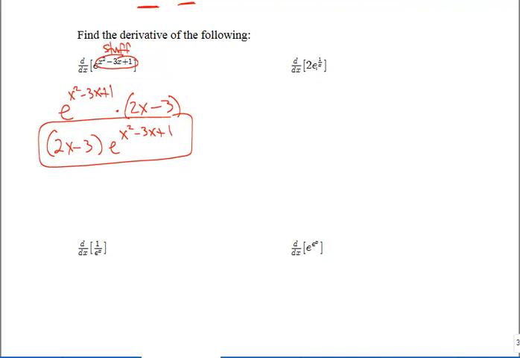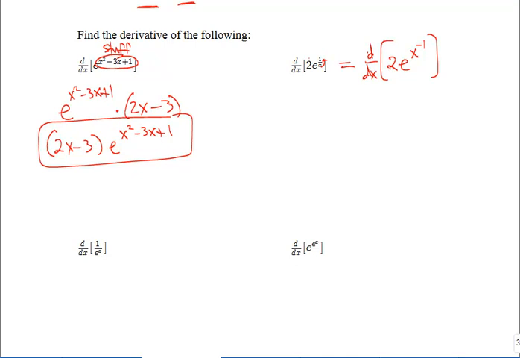Okay, so let's try it on this one. I have 2e to the 1 over x. So this 1 over x is my stuff. Now, I don't like thinking of this as a 1 over x because that would require using a quotient rule to take the derivative of 1 over x. So instead, let's think of this function as 2e to the x to the negative 1. I'm basically just moving that x up to the numerator.